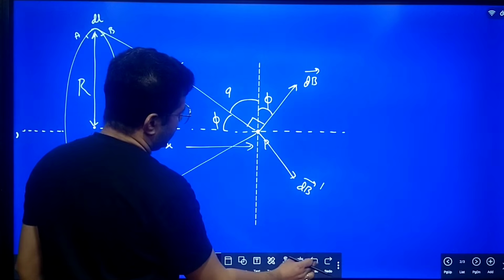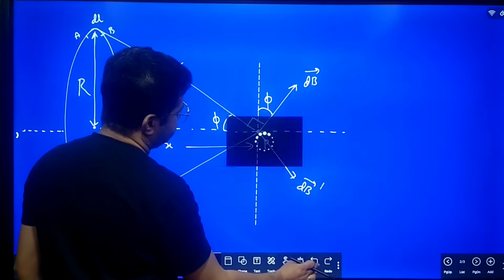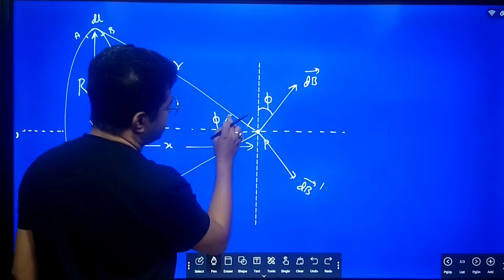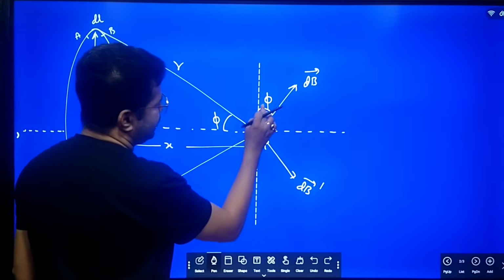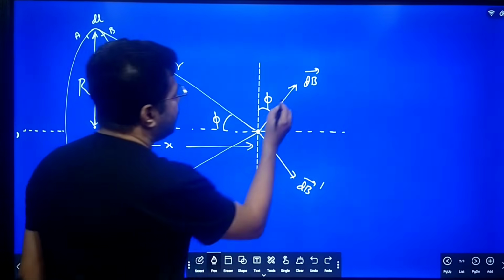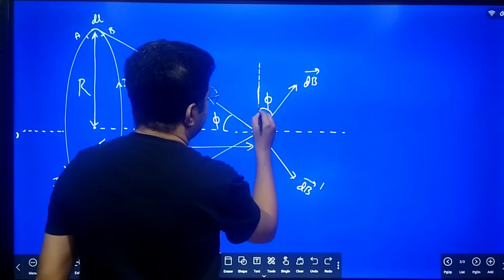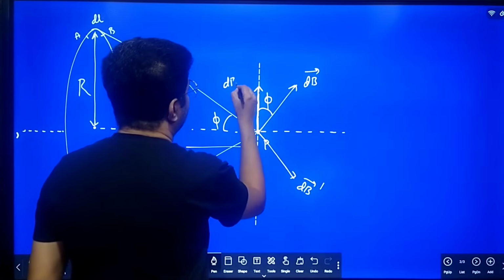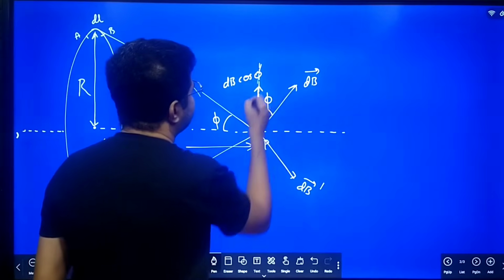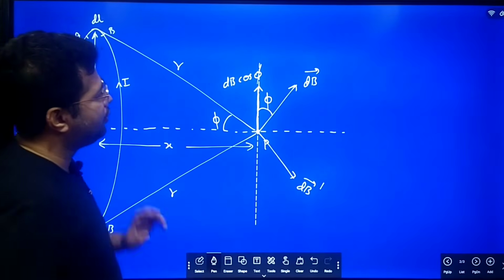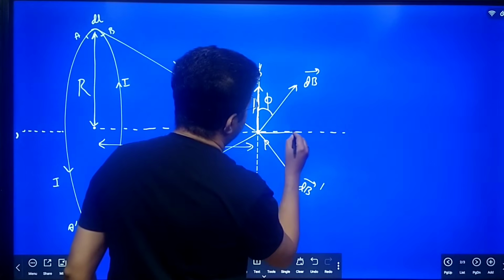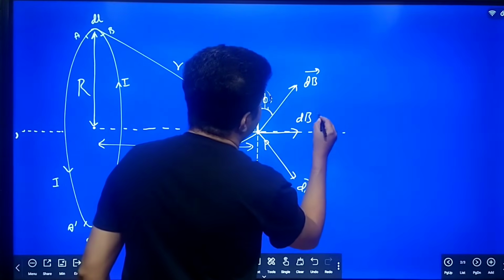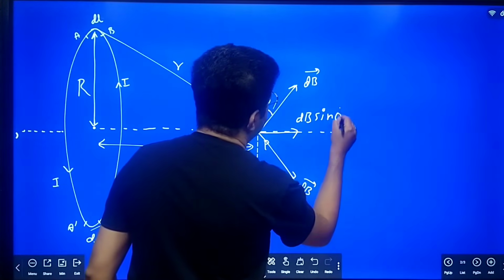So therefore, I have written, if this angle is phi, this angle will also be equal to phi. Then what is the vertical component of dB? The vertical component of dB is equal to dB cos phi. And what is this component? This is dB sin phi.